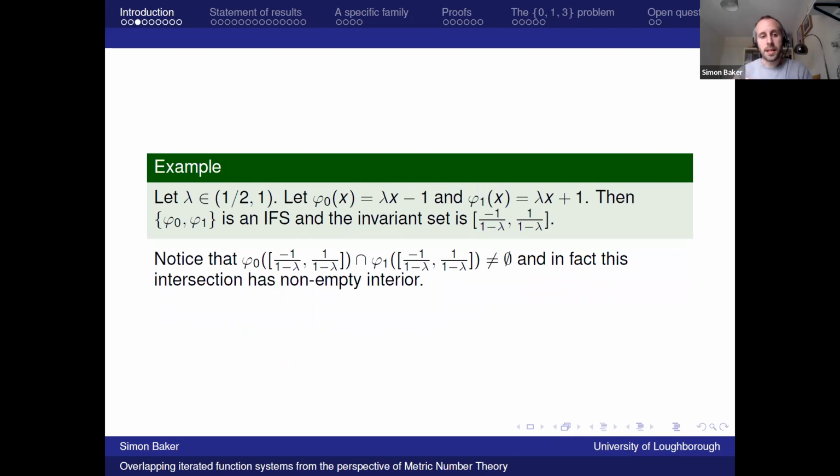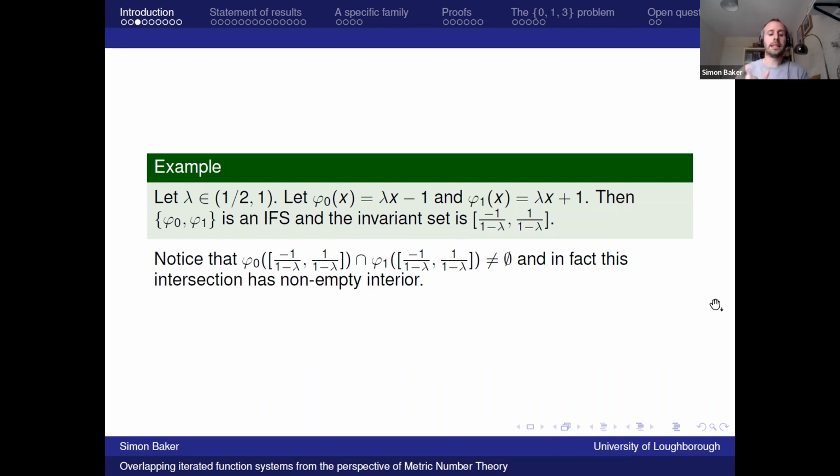Oh, I thought there was another slide, but here's that example straight away. So now what I do, instead of contracting by a factor of 1/3, I take some parameter lambda between 1/2 and 1, and I associate two maps. I have the first, which just takes x to lambda x minus 1, and the second, which takes x to lambda x plus 1. Then it's fairly simple to show that in this case, the invariant set is no longer a proper fractal set, but it's in fact this interval here.